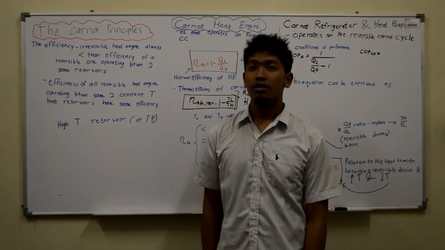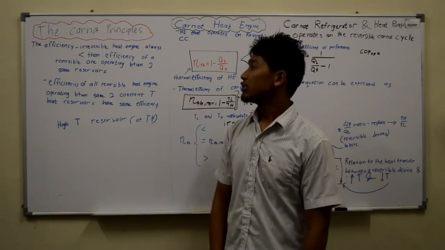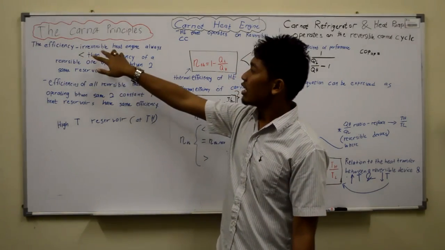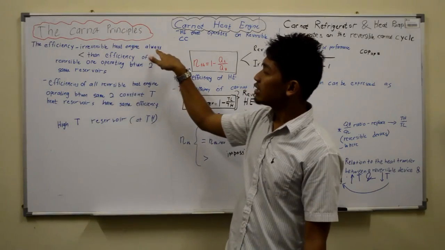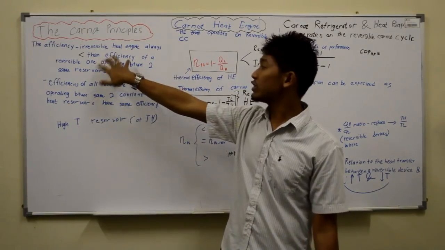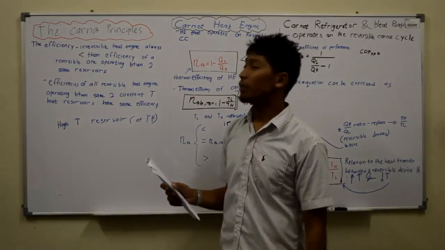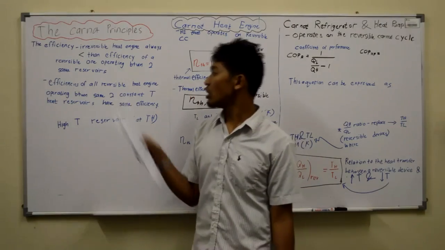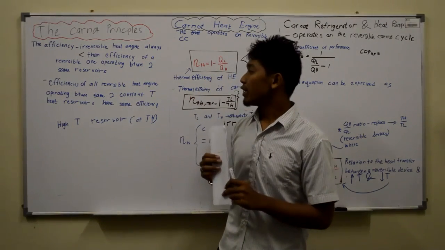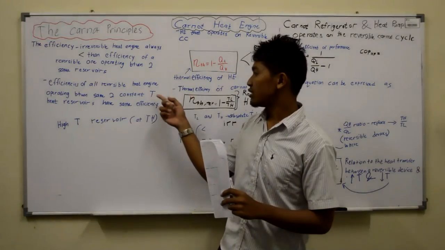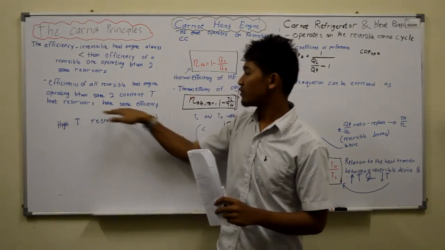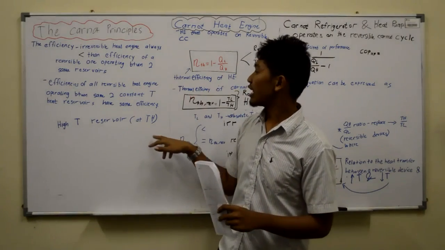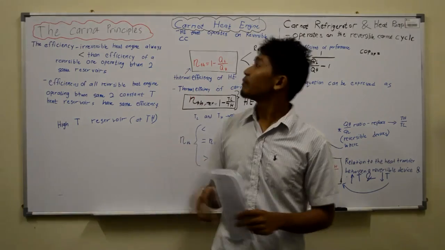Okay, next I will explain the Carnot principle. What is the Carnot principle? The efficiency of an irreversible heat engine is always less than the efficiency of a reversible one operating between the same two reservoirs. The efficiencies of all reversible heat engines operating between the same two constant temperature heat reservoirs are the same. The high temperature reservoir is usually at high temperature.